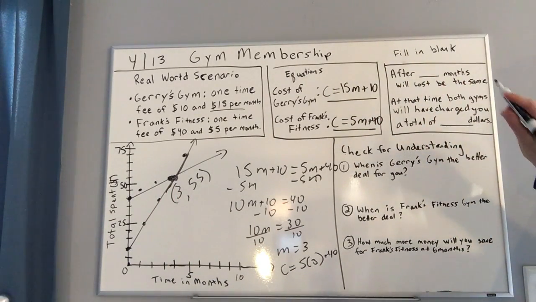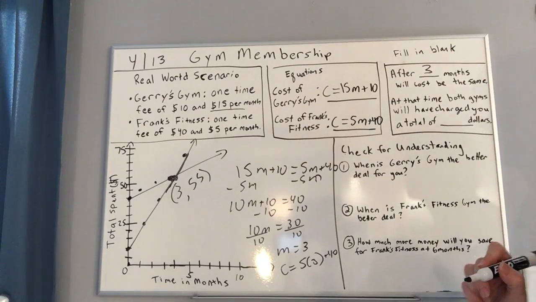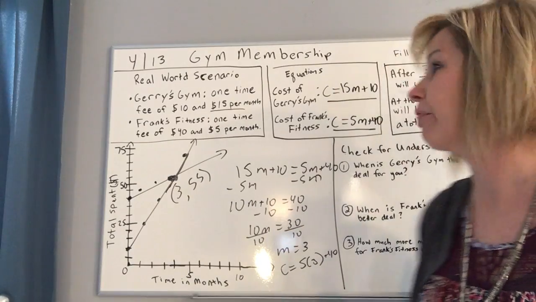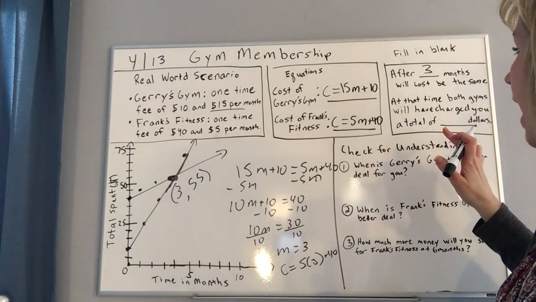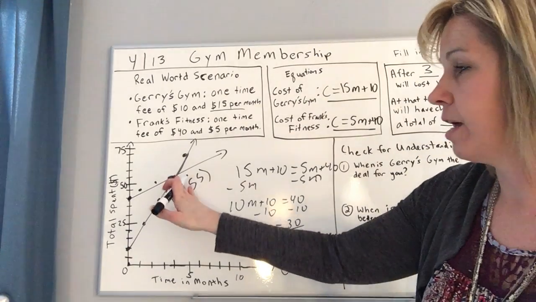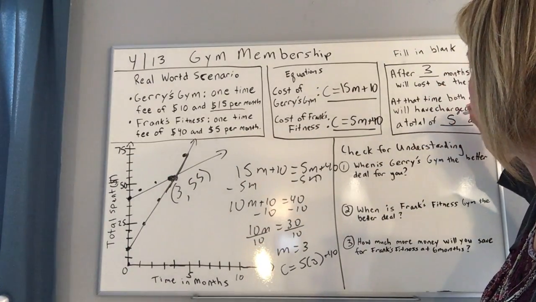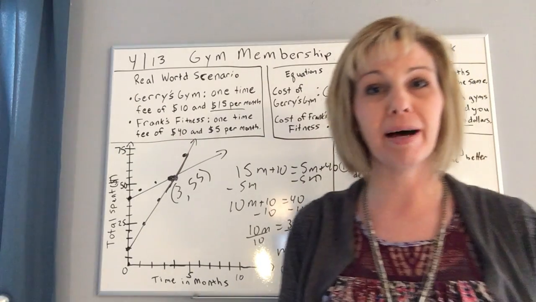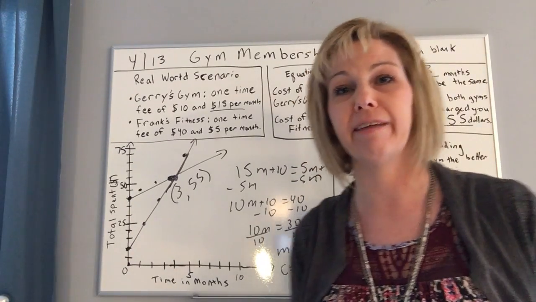After how many months will they be the same? Well, at 3 months. At 3 months the cost is the same. At what time will both gyms have charged you the total of dollars? So that's at 55. So at 3 months they're going to be the same, it's $55.